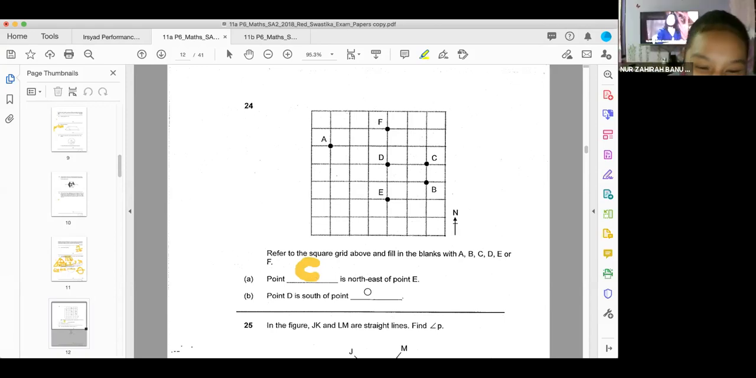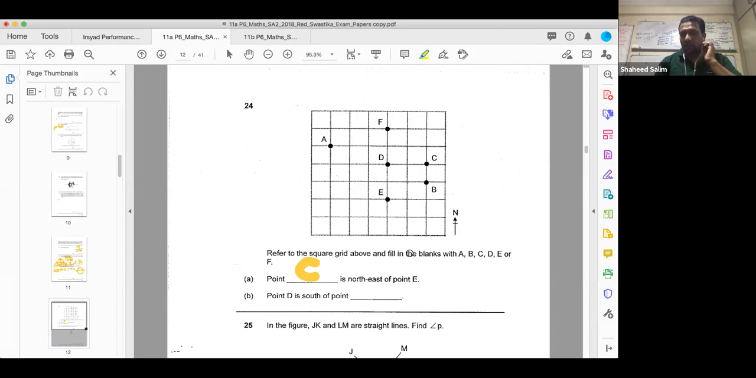Wait, teacher, wait. Northeast of E. So we put it down here. So this is north. East is here. So C, correct. Well done. Okay, now the next one. One of you is wrong and one could be right. Which is south of point D? Now this is D, right? To the north of D is F. To the south of F is D.